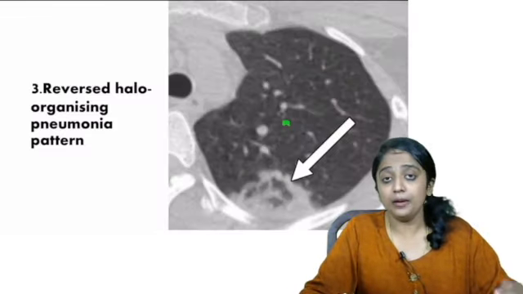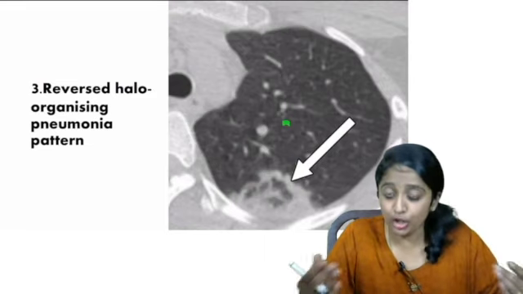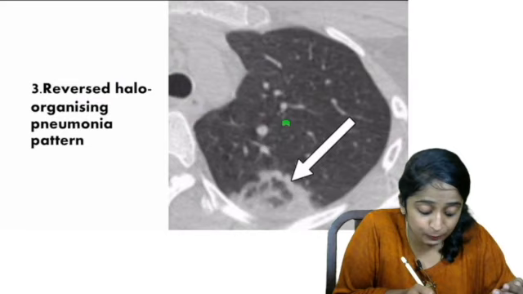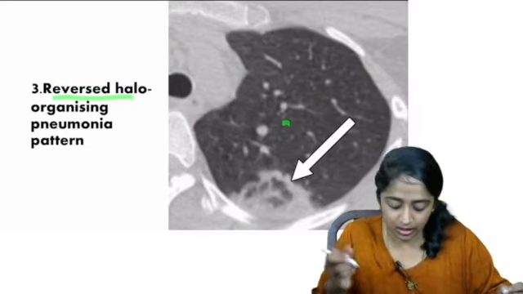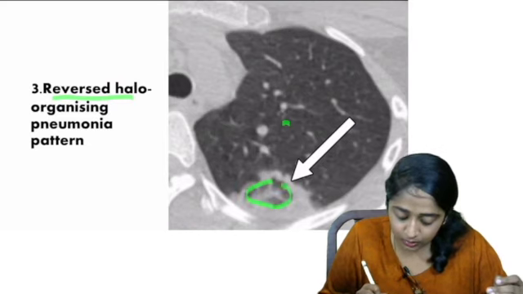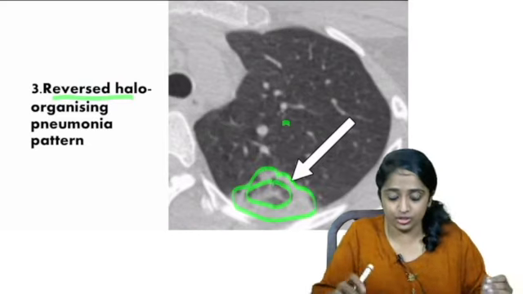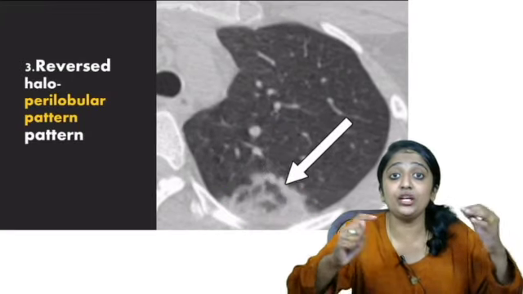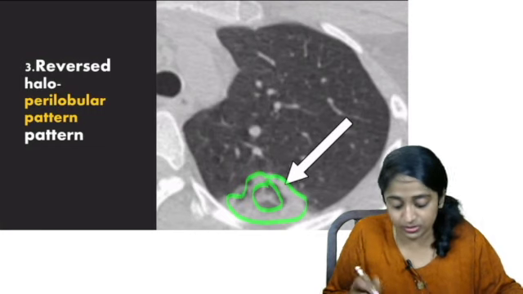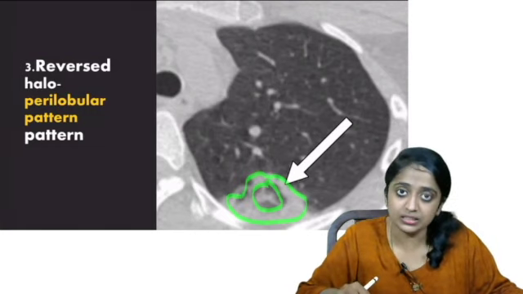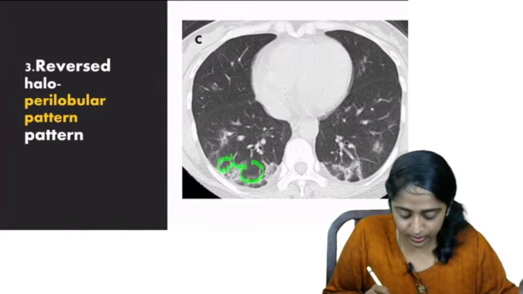Now another common finding, very commonly seen in COVID-19, is the reversed halo pattern. What do you mean by reversed halo pattern? It means that there is a ground glass opacity, and surrounding that you have consolidation. Consolidation in a perilobular pattern. A lobule here, perilobular pattern of consolidation. Central ground glass and perilobular pattern of consolidation. More images supporting this. See?